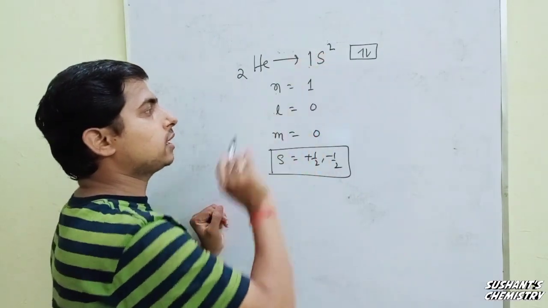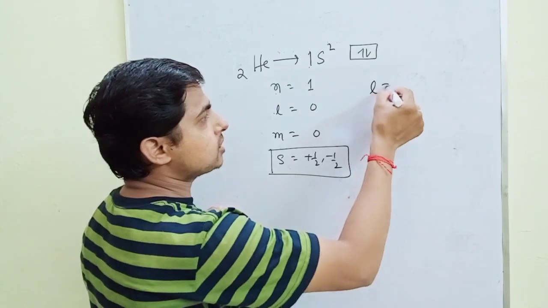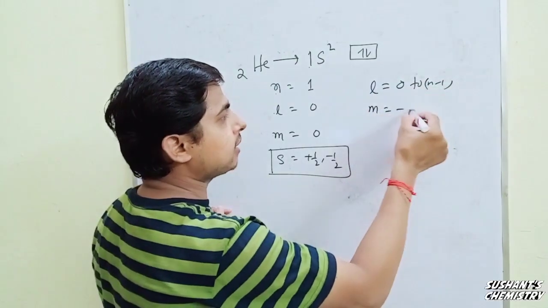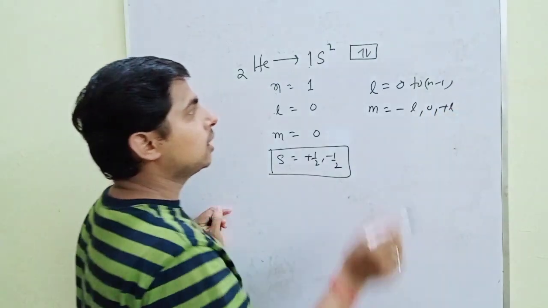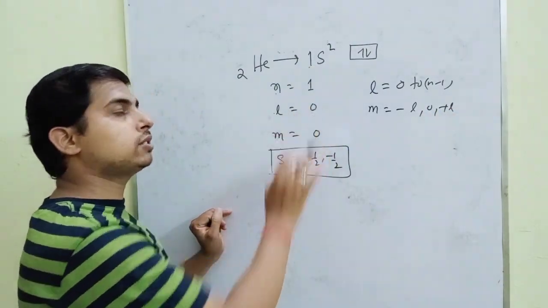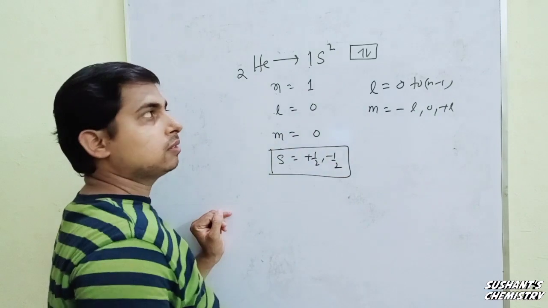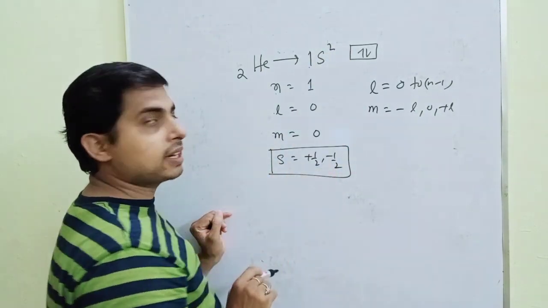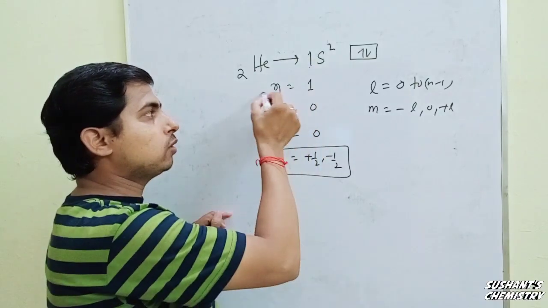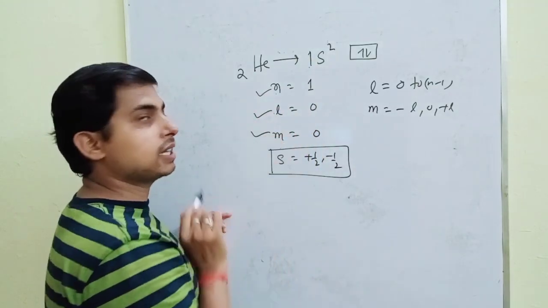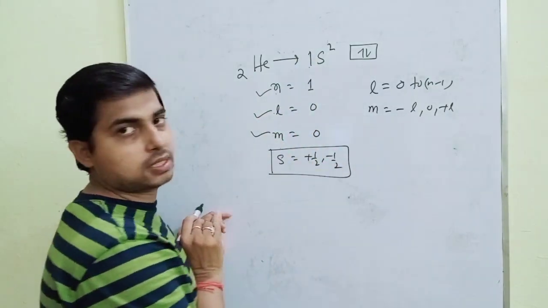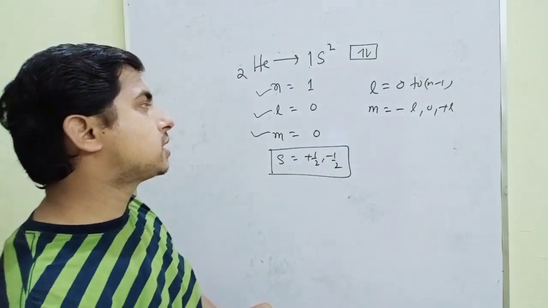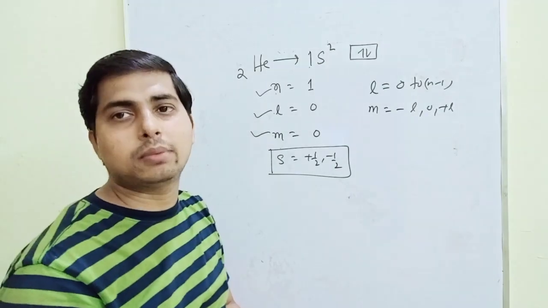Here n equals 1, l equals 0, where l ranges from 0 to n minus 1. You know that m is equal to minus l, 0 to plus l. For the s subshell, the value of l is 0, and l 0 means m 0. For these two electrons, one is plus half, the other is minus half. The values of n, l, m are the same, but the value of s is different. That means no two electrons in an atom can have the same values of all four quantum numbers.